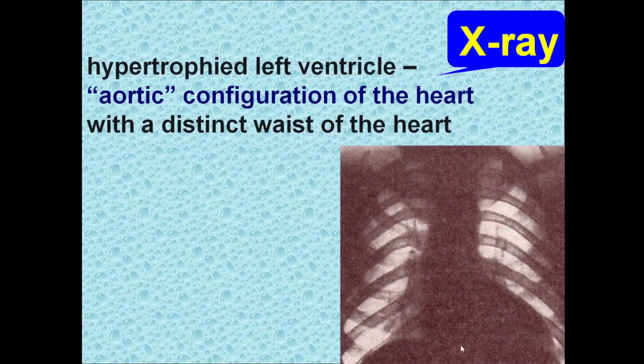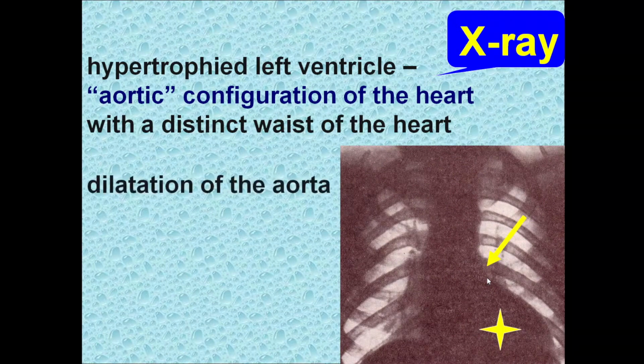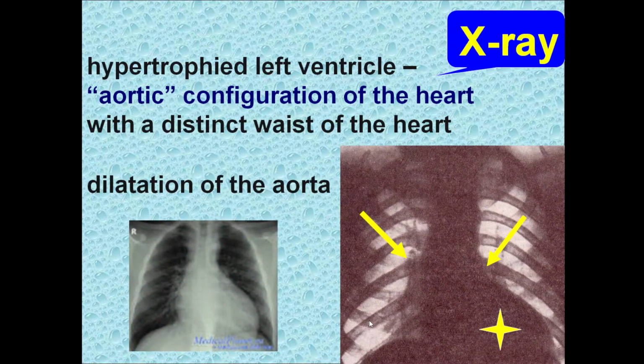On X-ray examination, an aortic heart configuration due to hypertrophy of the left ventricle. And we see the distinct waist of the heart. Maybe compensatory dilation of the aorta due to the comeback blood flow. Also, you see the specific shoe-like aortic configuration of the heart.